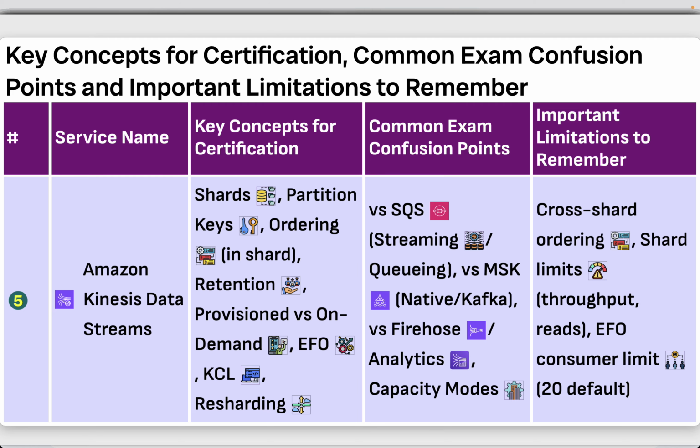Next, Kinesis Data Streams. Key concepts for certifications are shards, partition keys, ordering in shard, retention, provisioned versus on-demand mode, enhanced fan-out, Kinesis Client Library, KCL, and resharding. So common confusions are comparing it to SQS. This is streaming and SQS is queuing.